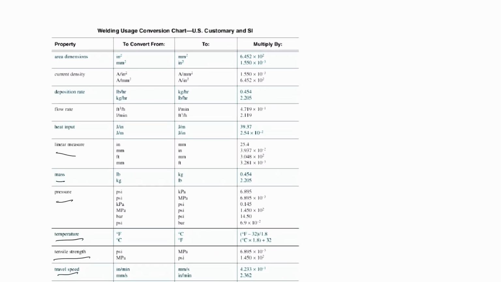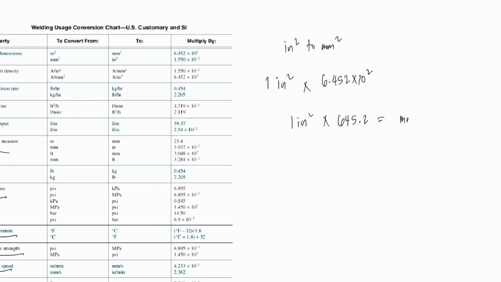For example, you will convert inch squared to millimeter squared. Then you just multiply whatever value here. For example, 1 inch squared, you will just multiply it by 6.452 times 10 squared. So that is 1 inch squared times 645.2. Then you will automatically convert that into millimeter squared.